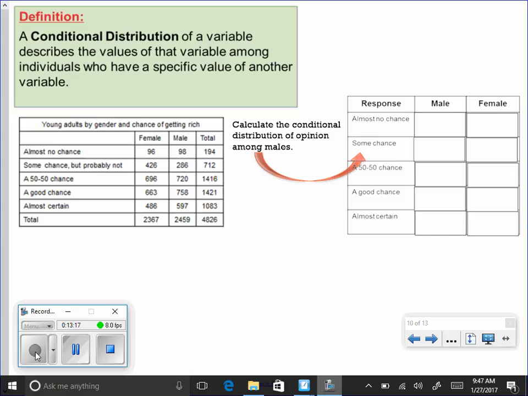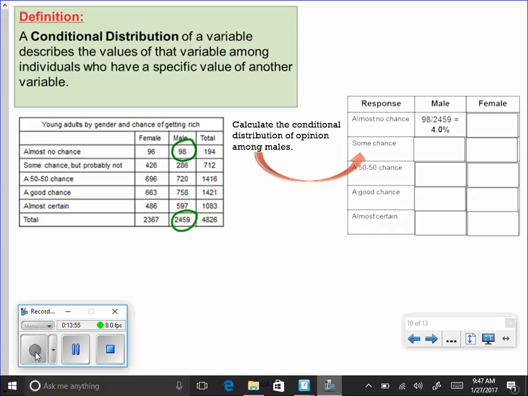To do this, instead of taking our total from the total people asked, our total will come out of the males. Total males, we have 2,459. Of those males, how many answered almost no chance? 98 did. So the conditional distribution of opinion among males would be 98 out of 2,459. So 4% of males answered almost no chance.